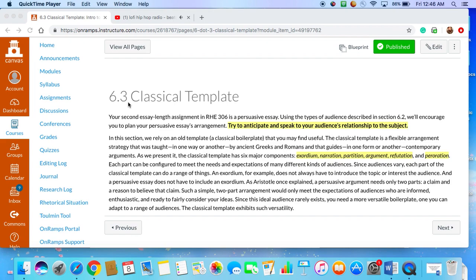So the classical template is an organization structure or strategy that you can use in order to organize your paper. And it's a 6-part template. What that means is if you play your cards right and you organize your paper correctly and you add in enough information, each component should be anywhere from half a page to a full page.